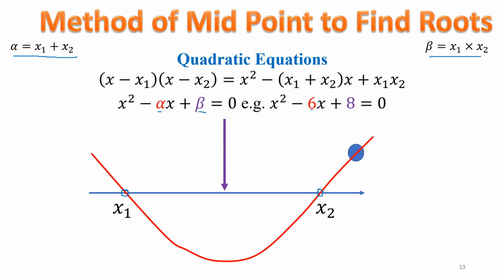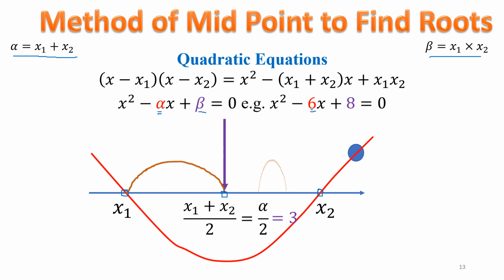However, the midpoint method will offer us the midpoint expressed by (x1 + x2)/2. So the midpoint formula will be able to tell me the midpoint of the two roots, and I already know alpha, so I can find alpha by 2 and immediately reach the midpoint of the roots. In this case alpha is 6, so the midpoint is 3.